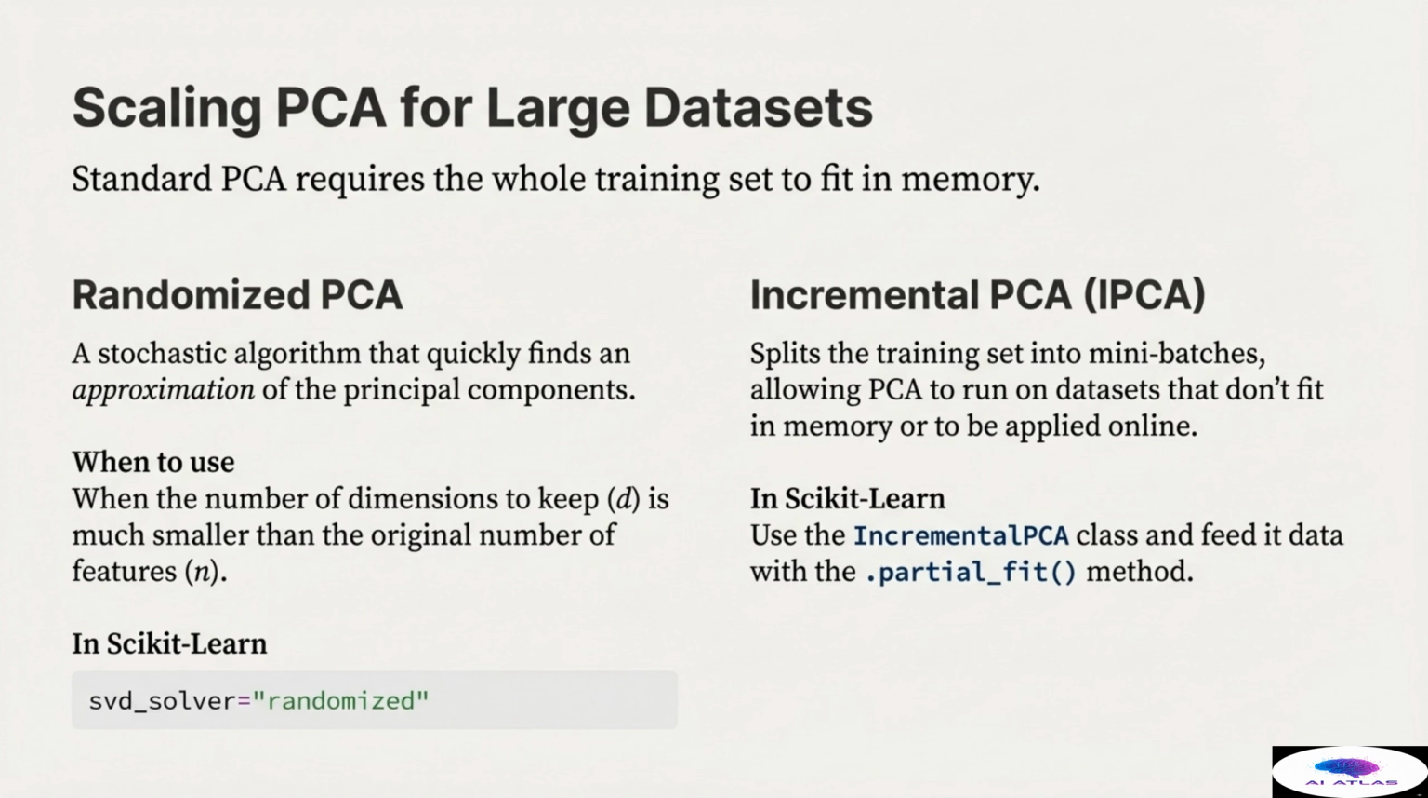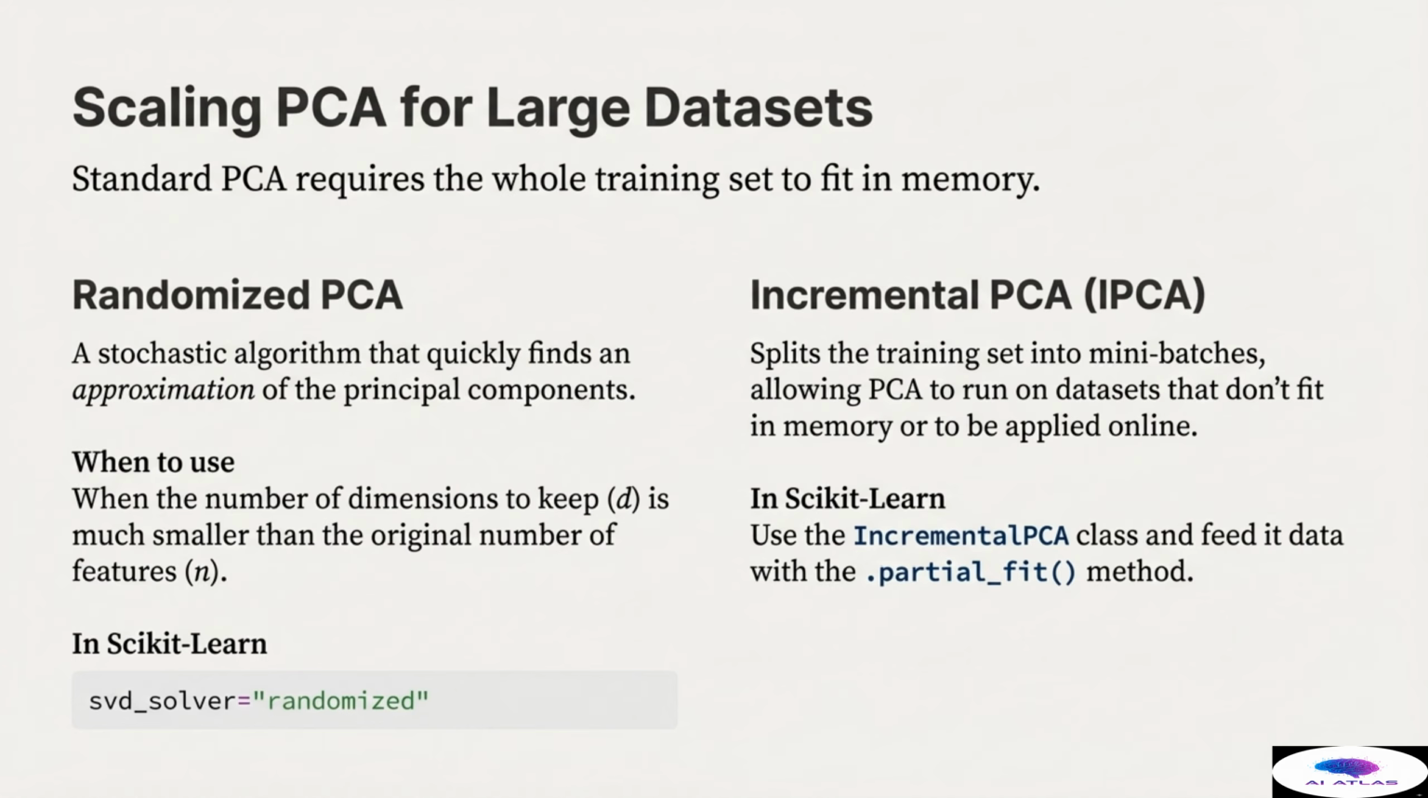While standard PCA is powerful, it faces significant challenges when applied to extremely large datasets, because it requires the whole training set to be loaded into memory simultaneously, which is often impossible. To handle massive data, we rely on scaled variants of PCA.